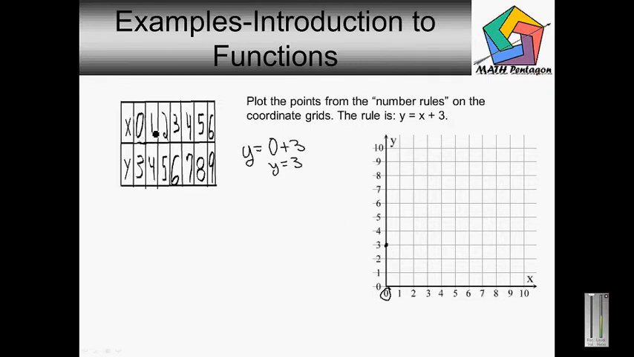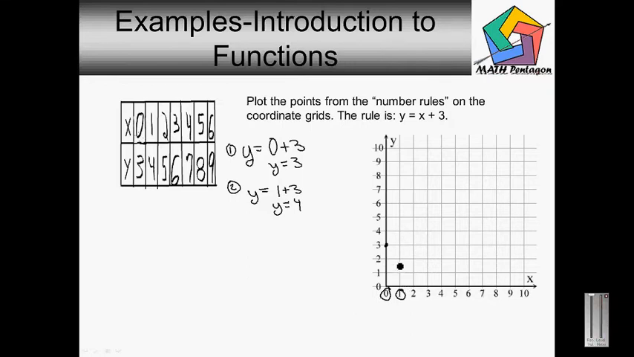Okay, let's go to the second column. We have y, and our x would be 1 plus 3. So y would be equal to 4. So our x would be 1, and our y would be 4.